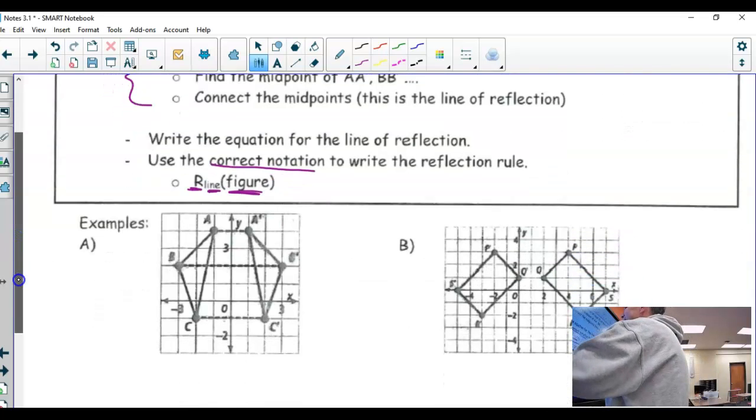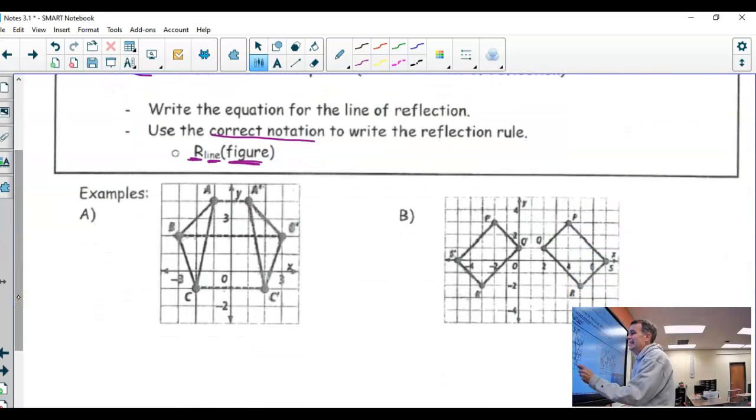All right, so we're going to do one here. So, if this is my pre-image, right?